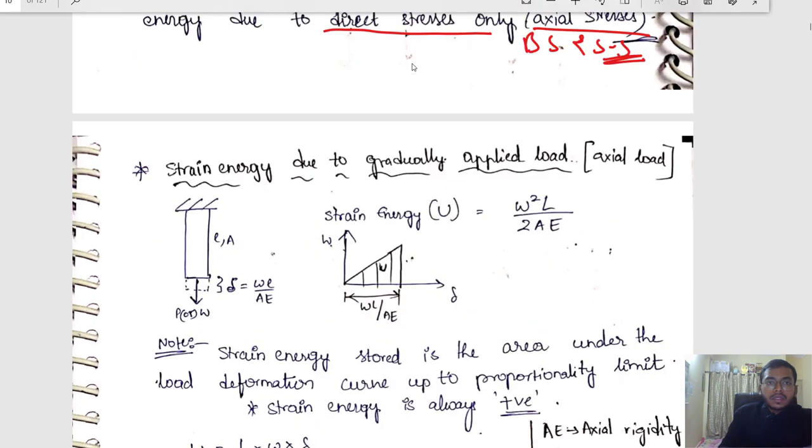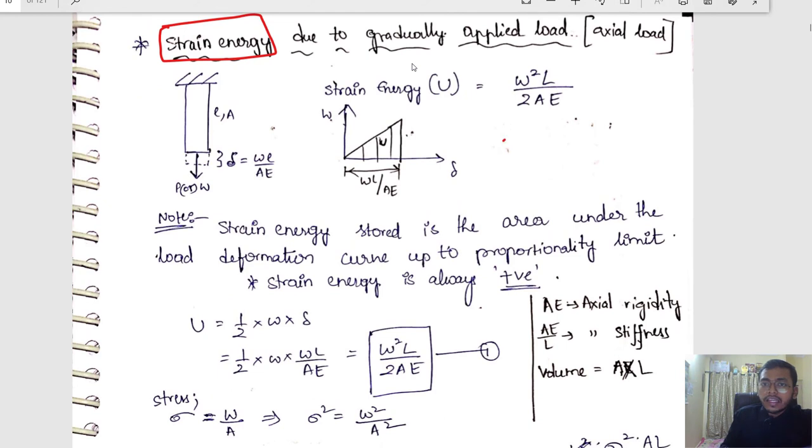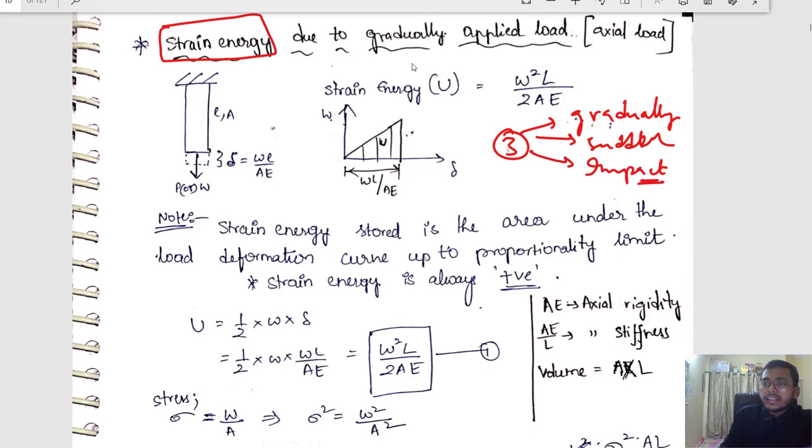Now before analyzing the deflection using the strain energy method, first let us try to understand how much strain energy is being stored by the body when we are applying different types of loading. What are the different types of loading conditions available? There are 3 different types of loading conditions available. What are they? Gradually applied load, suddenly applied load and impact load. Let me explain you in brief what are these 3 types of loading.